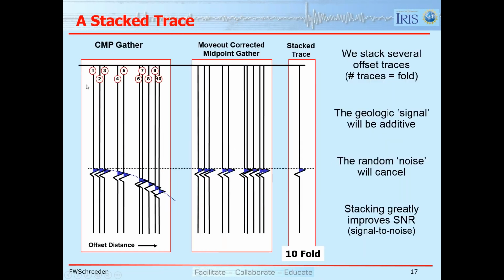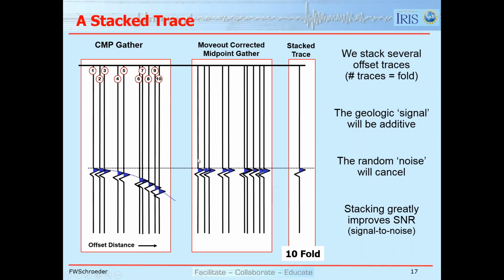So we have our common midpoint gather. I have 10 different traces here. We'll do a velocity analysis. We'll come up with the average velocity to the reflector. We'll take out the delay because the ray paths are longer as the distance between shot and receiver increases. That's called a normal move-out correction. And then we'll sum all of these traces and come up with a single composite trace.